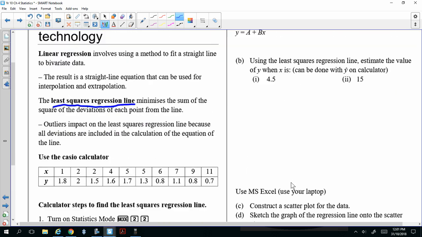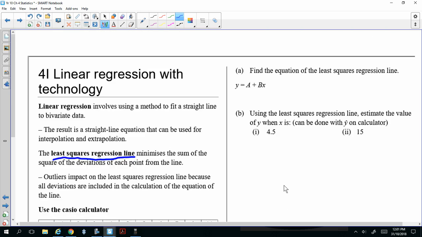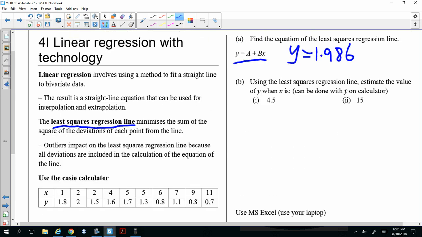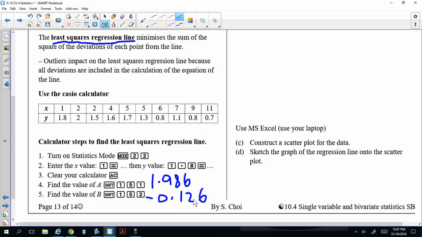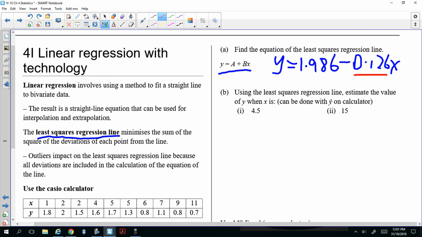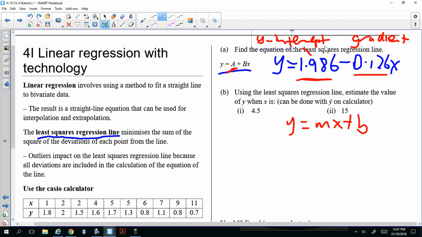It stands for the equation. Okay. So the equation is y equal to A plus bx. So your A is 1.986, and your B is negative 0.126, which is your gradient. They write it backwards. Instead of writing y equal to mx plus b, they write the y-intercept first, which is your A, the y-intercept. Okay, so that's the equation of the straight line. This is the least square regression line.